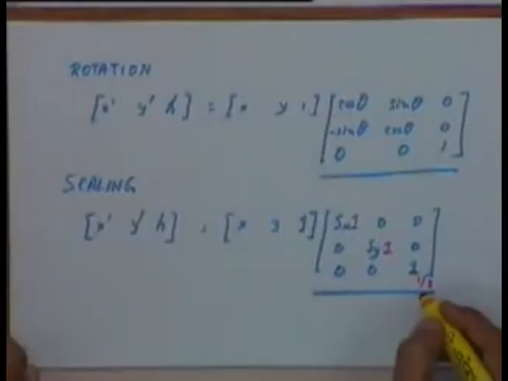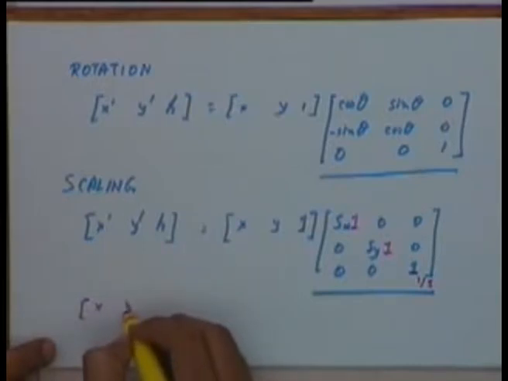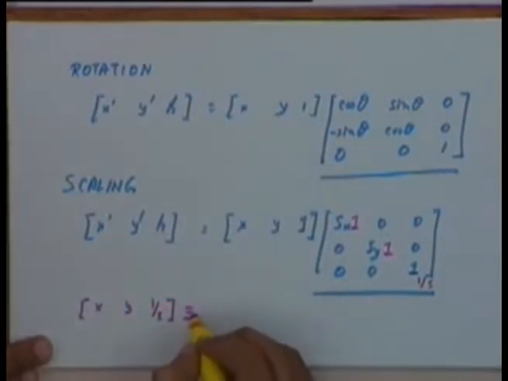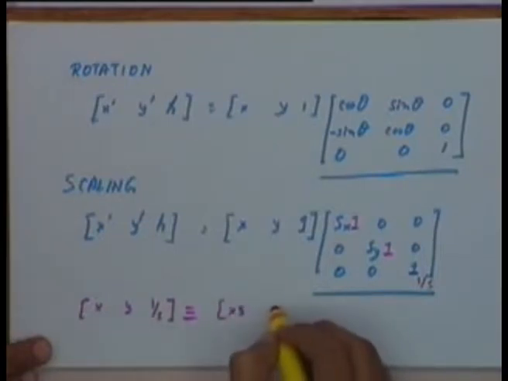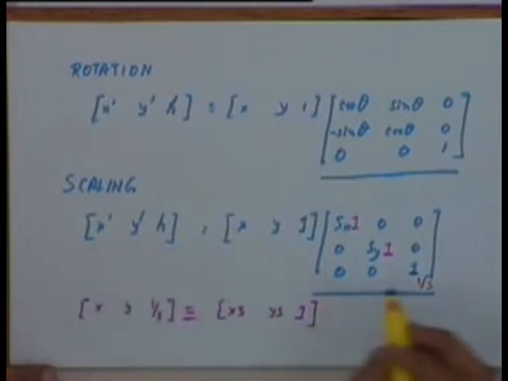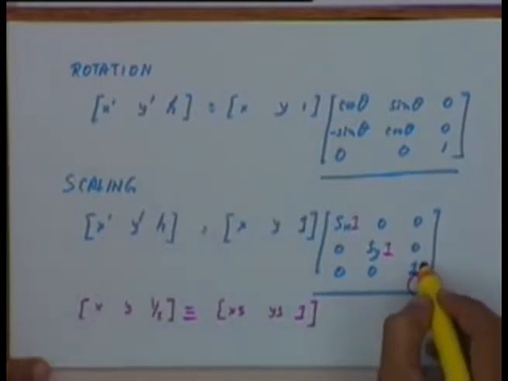Okay, this is 1, and this is 1 over s. This point will become x, y and 1 over s, which is identical to x times s, y times s and 1. So if we want uniform scaling in both the directions, we can just give a 1 over s factor in the bottom right corner of the transformation matrix.